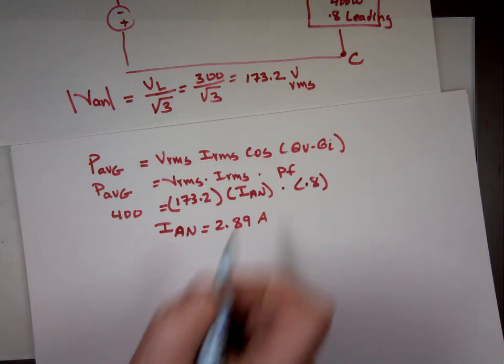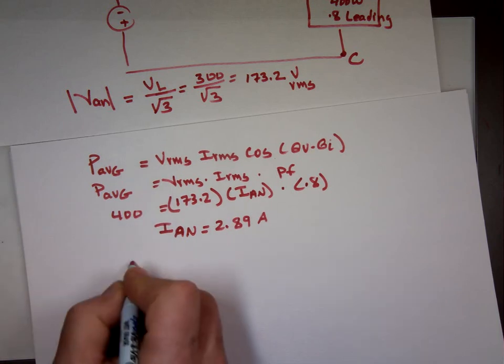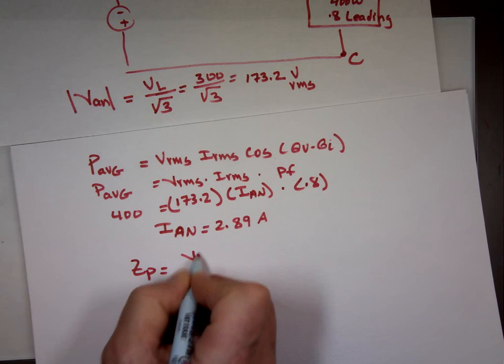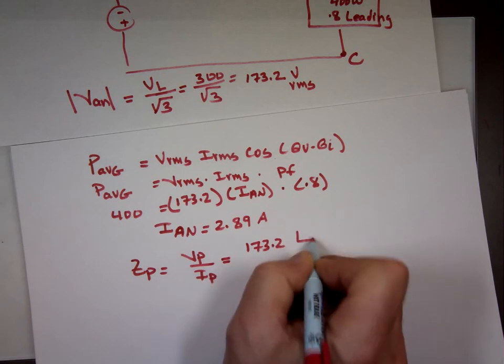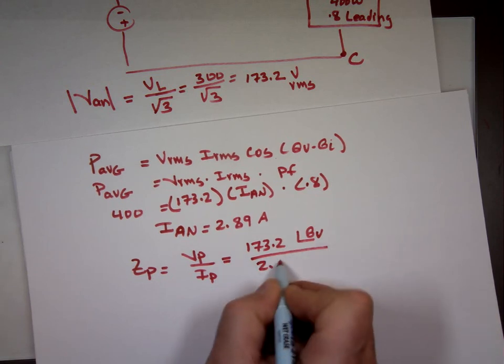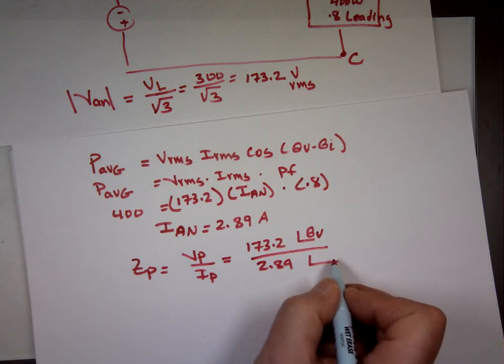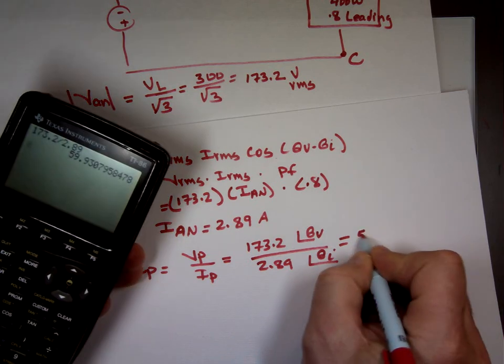Now I have no idea what the angle for VAN is. It's 173, the magnitude. So the Z per phase is going to be the voltage per phase divided by the current per phase. Well, the voltage per phase is 173.2 at some angle, called theta V. The current is going to be 2.89 at some angle, theta I. So you divide the coefficients, 173.2 divided by 2.89. It's 59.9. The angle will be theta V minus theta I.